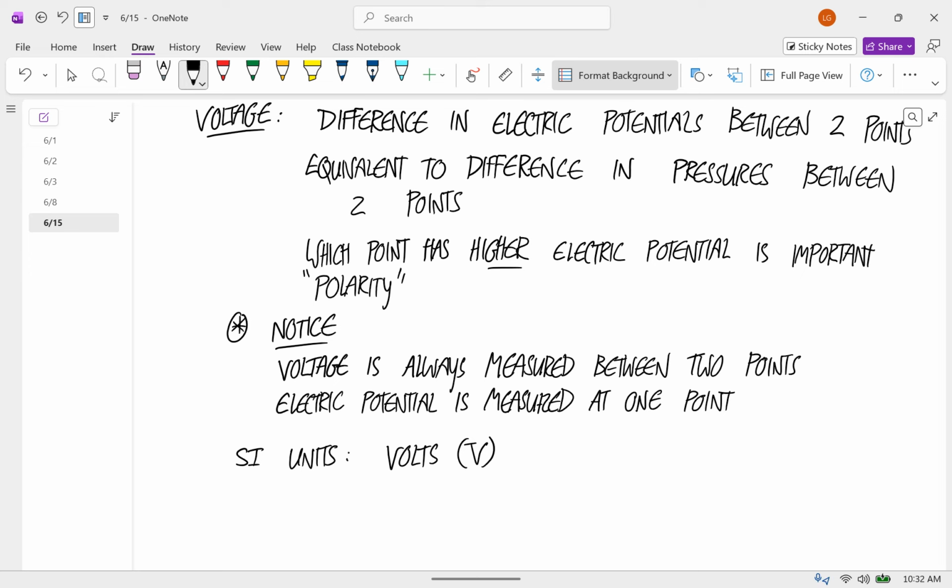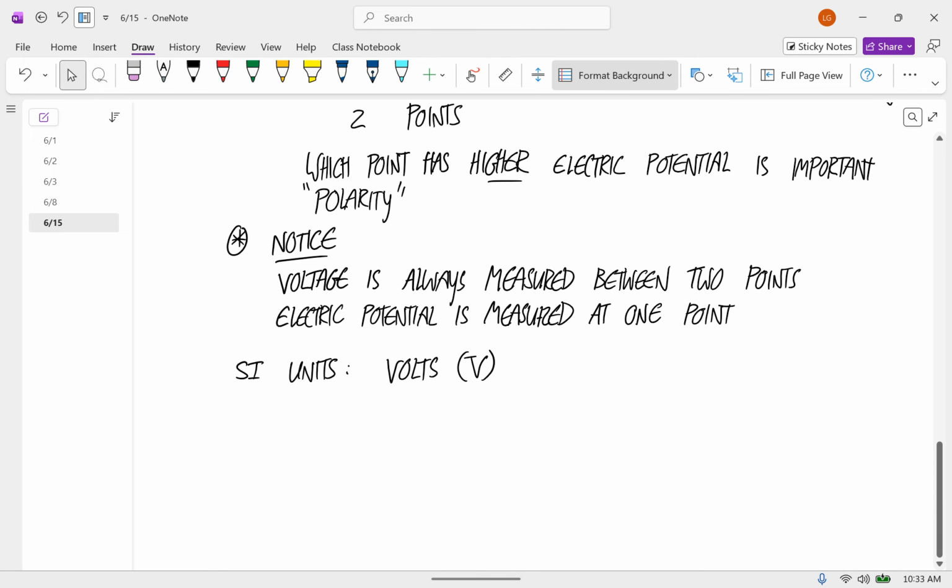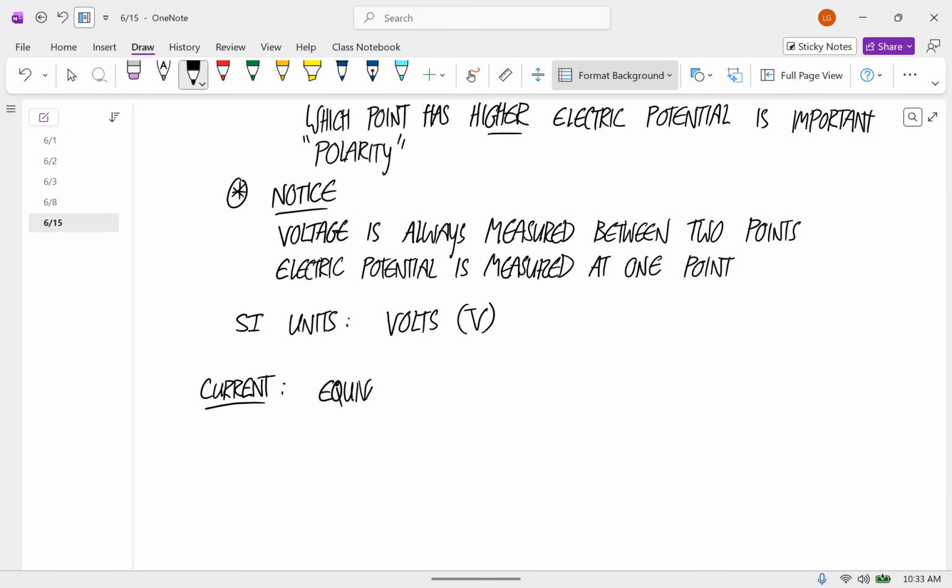Okay, so I want you to think of voltage as kind of what makes electricity flow, but it's really not the electricity itself. What I want you to think of as the electricity itself is the current. And so this is equivalent to the rate of liquid flow.